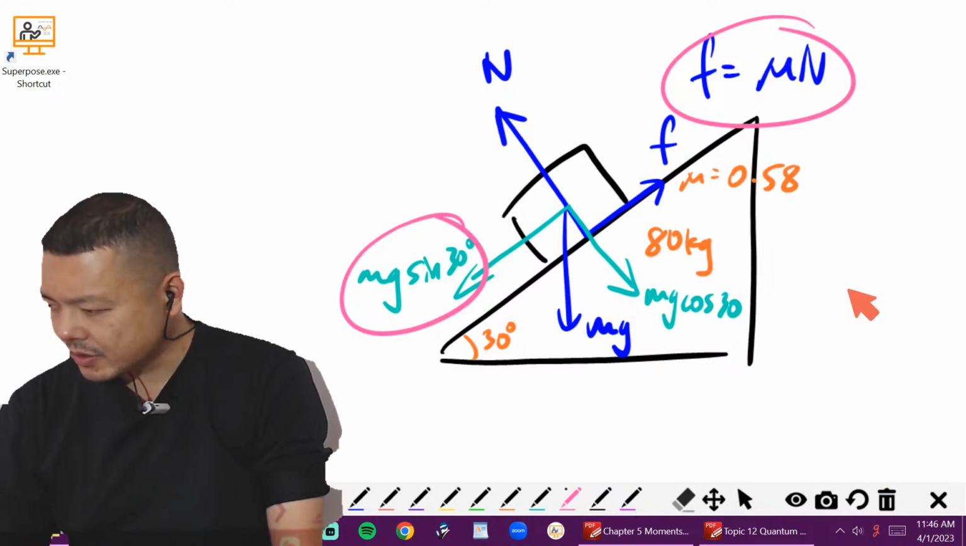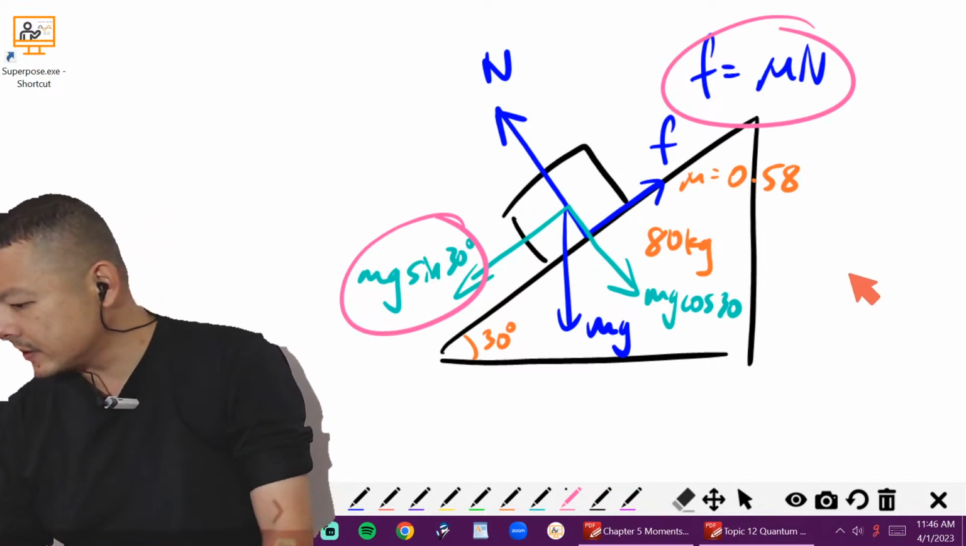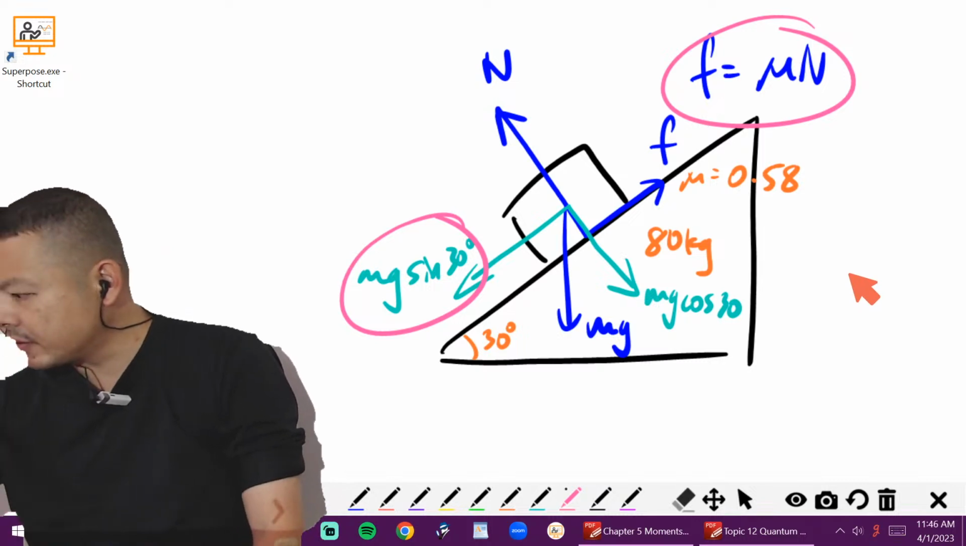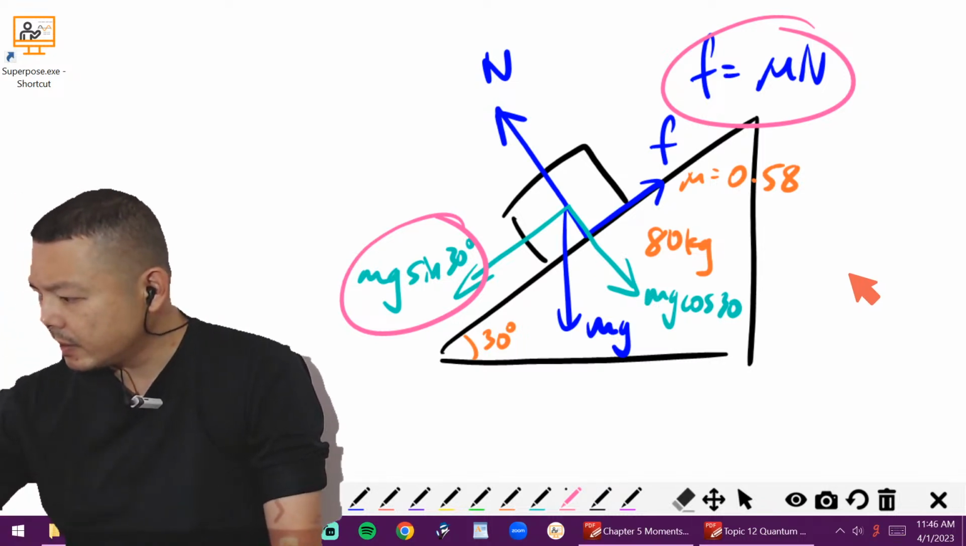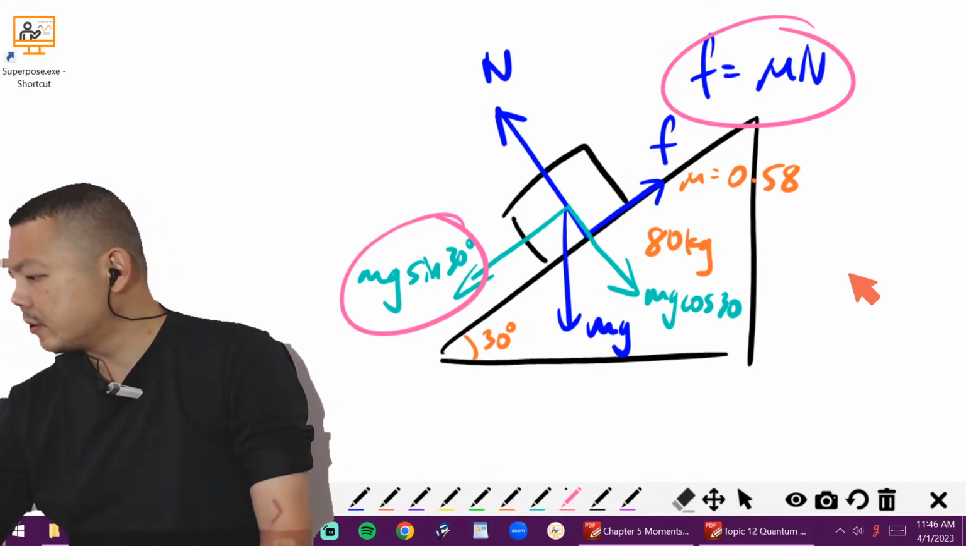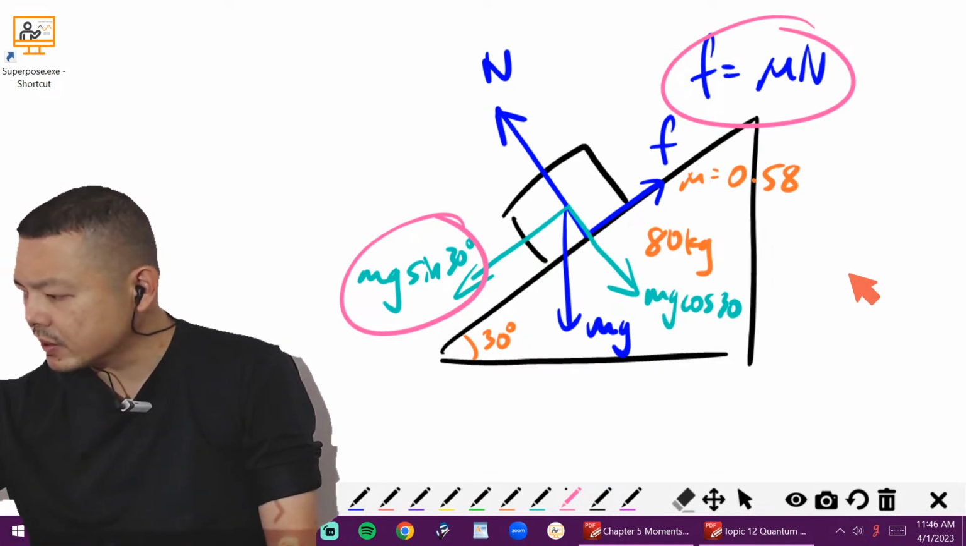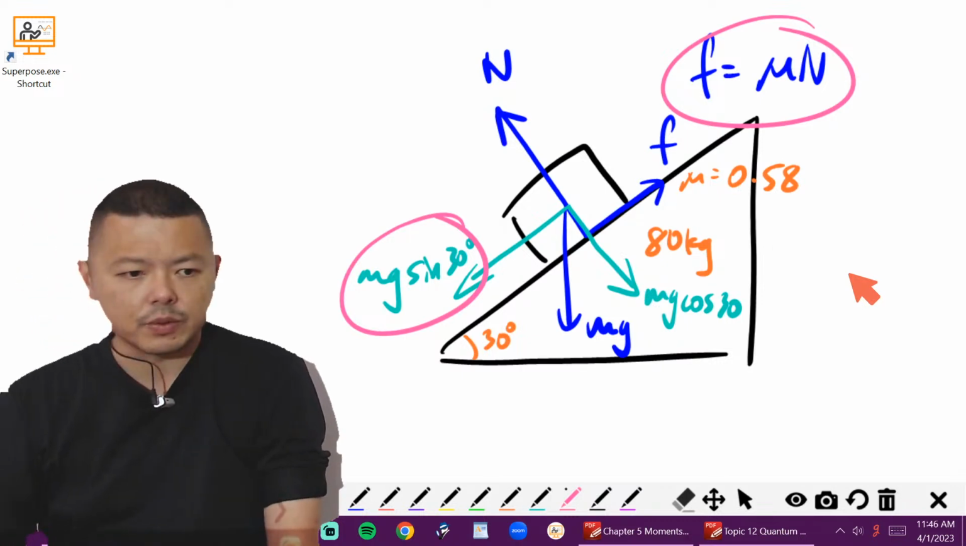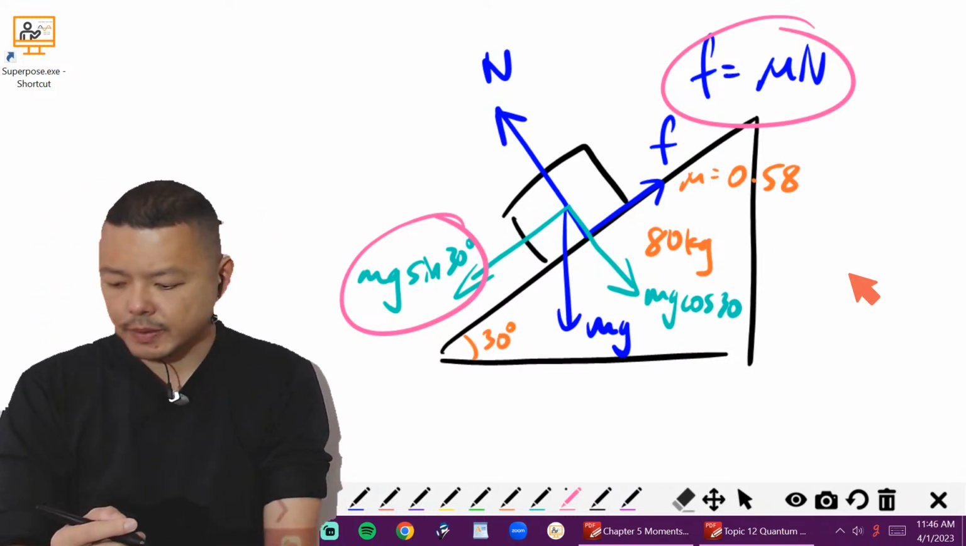Take down the notes. Draw the forces. Your forces are not drawn properly at all. You should be drawing them on the box itself, not on the slope over there. And use pencil if you have to. If you're not sure, please use pencil and draw it.